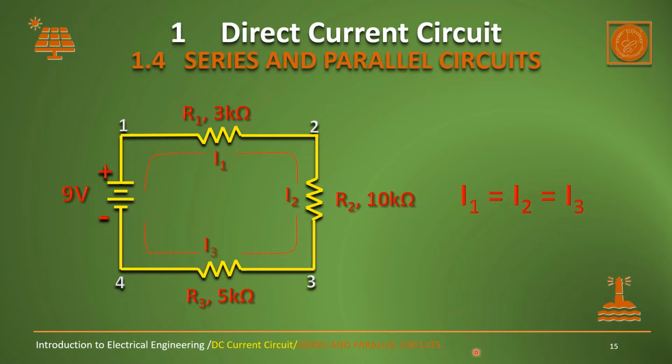This is because there is only one path for current to flow in a series circuit, and because current flows through conductors like marbles in a tube, the rate of flow, meaning marble speed, at any point in the circuit or tube at any specific point in time must be equal.